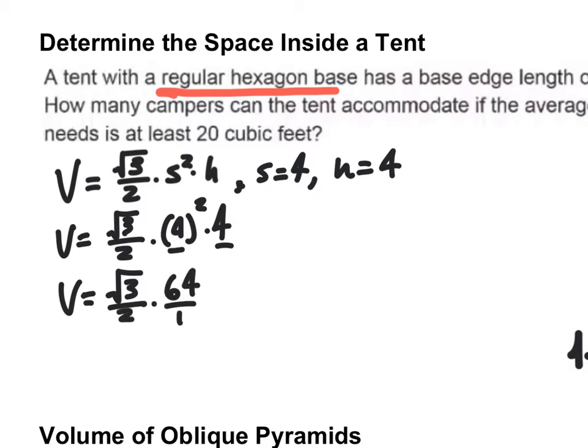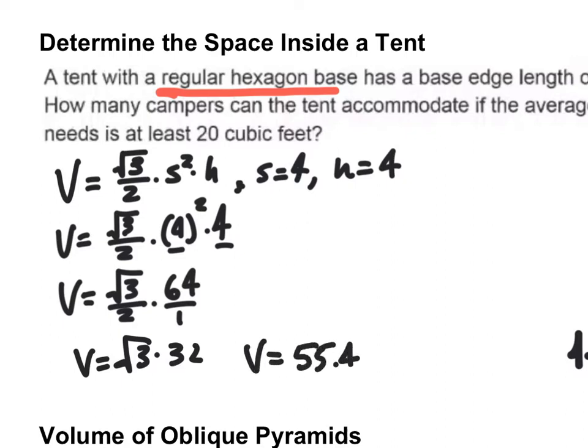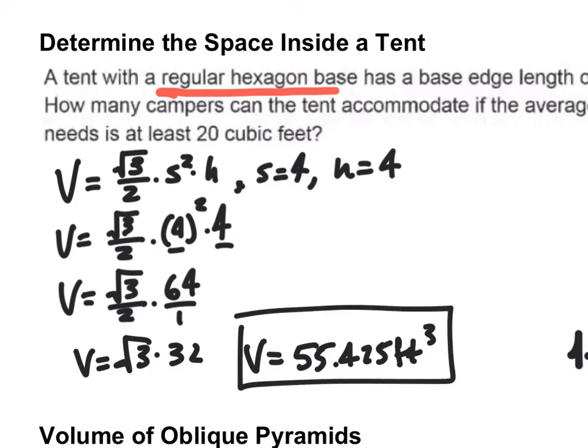I'm going to put that over 1. Now, 64 and 2 divide out. So my volume then is going to be the square root of 3 times 32. Okay, so if I take that and plug that into the calculator, just so we get an actual value out of this, I do 3 square root and then times 32 is going to give me a total volume of 55.425 feet cubed.